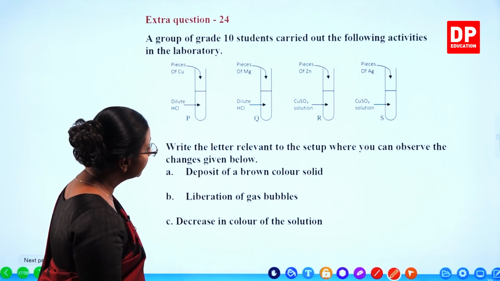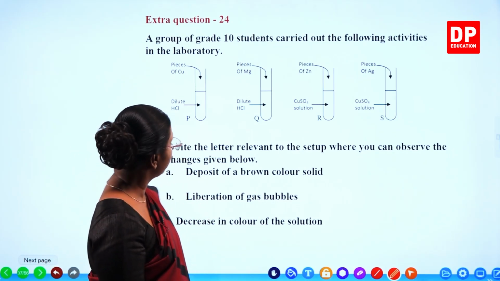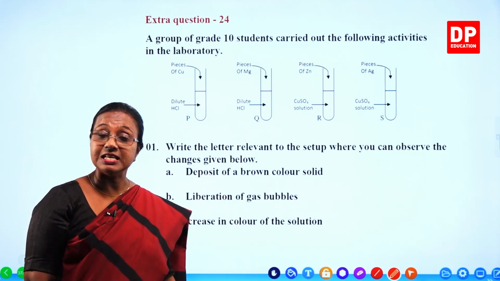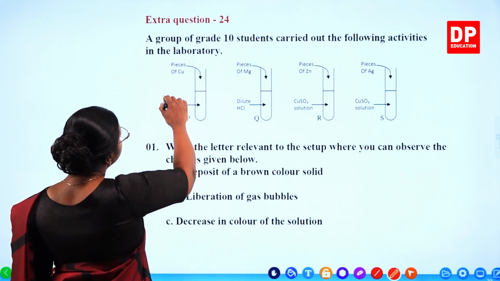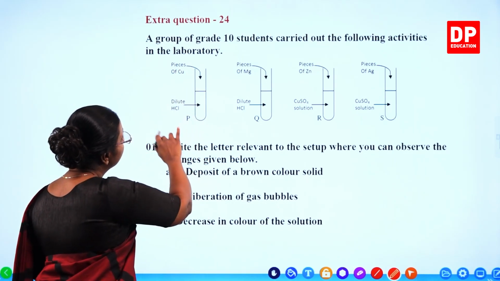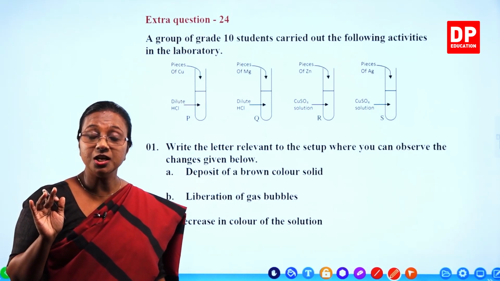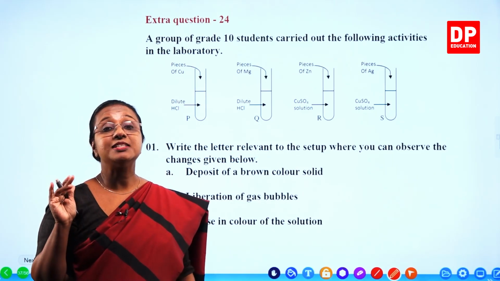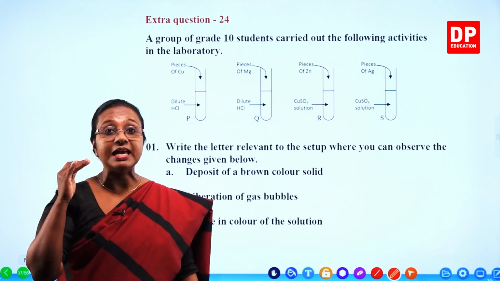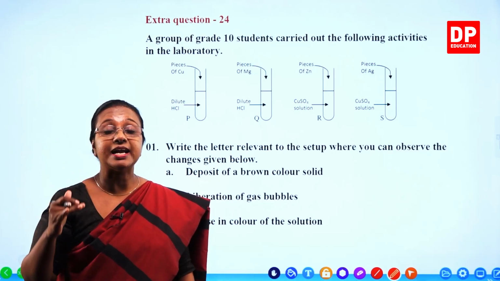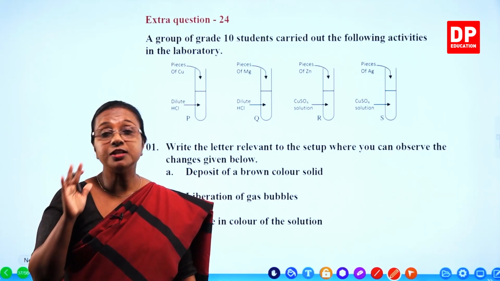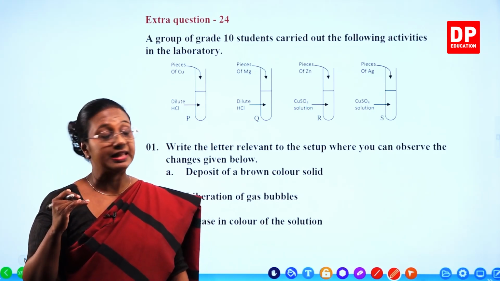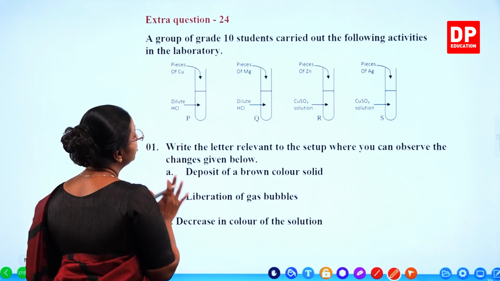Write the letter relevant to the setup where you can observe the changes given below. So, first we will try to understand the changes that take place here. Now, if we put a piece of copper into dilute HCl, will there be a reaction? No. Copper does not react with dilute hydrochloric acid or dilute sulfuric acid. Why? It is below hydrogen in the activity series. So, it will not displace hydrogen. Copper is below hydrogen in the activity series. There will be no change here.